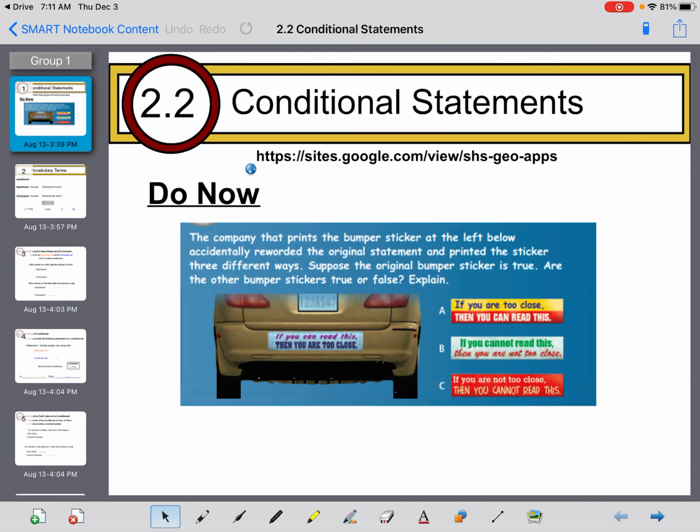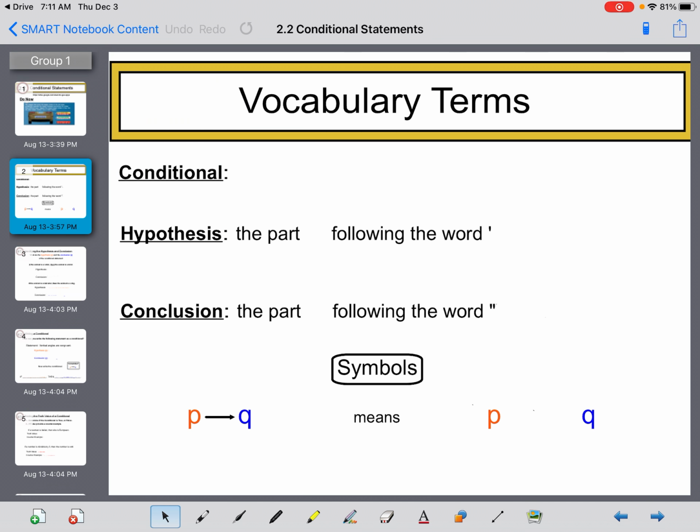And explain. All right, so I'm curious to see your responses. So take your time, write those down under the do now, and I look forward to reading them when you submit your work. Resume the video when you are ready.